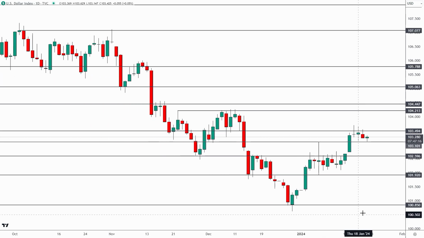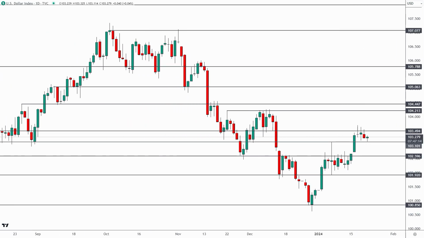Okay, but the key here for the DXY is going to be to hold above this if we're going to see a stronger dollar. You want to see it hold above this on a daily closing basis, but more importantly, we need to see that convincing break above 103.50. Okay, that daily close above this area to flip this back to support and expose 104.20.